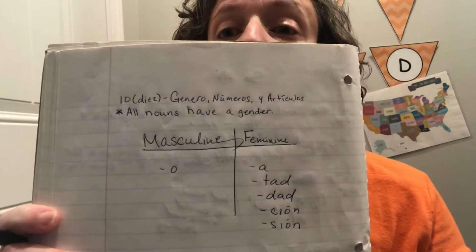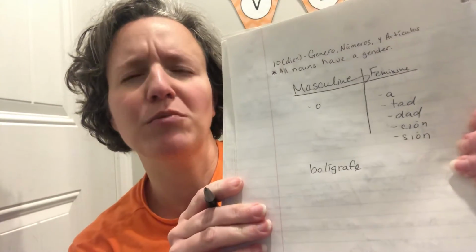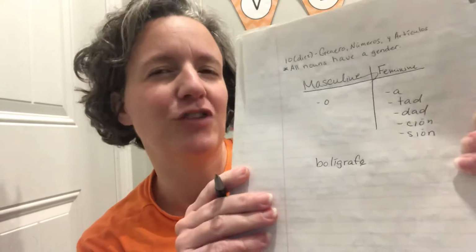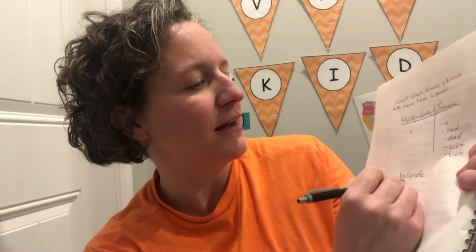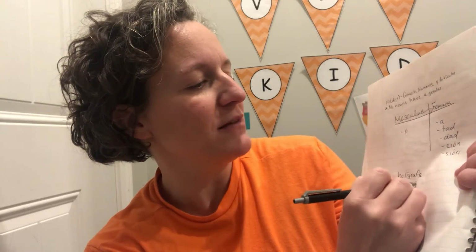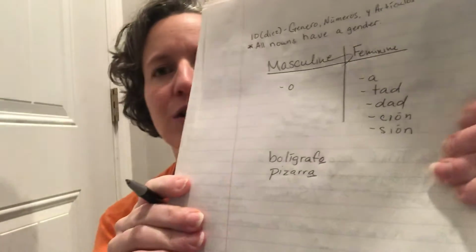If a word ends in O, like the word bolígrafo, we see that O there, and so we can assume most likely that's a masculine word. Again, you just have to accept it. It's strange. If you have a word that ends in A, like pizarra, the word pizarra ends in an A, we can assume that's a feminine word.